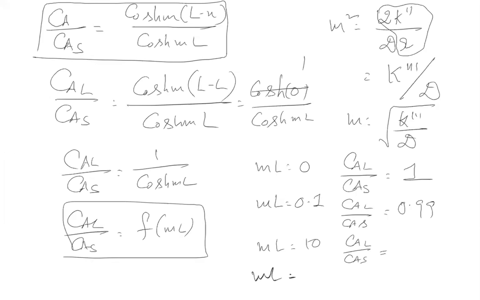Almost 0. Okay, somebody tries ml equal to, let's say, 1. What is Cal by Cas? Point 648. So now let's go back here and then draw this table.